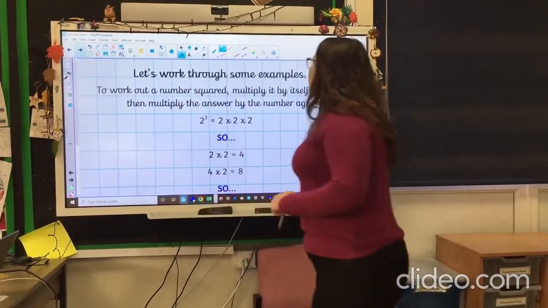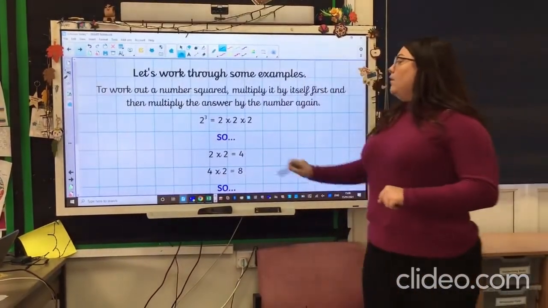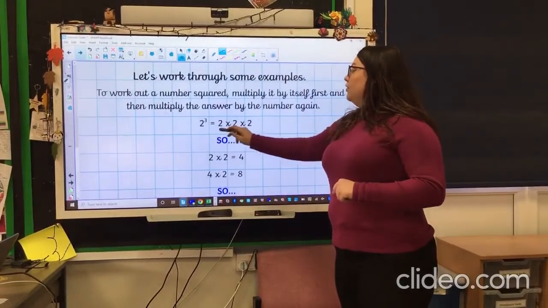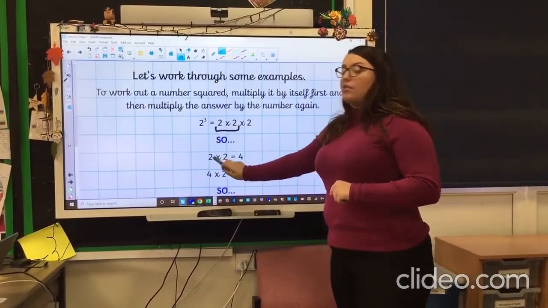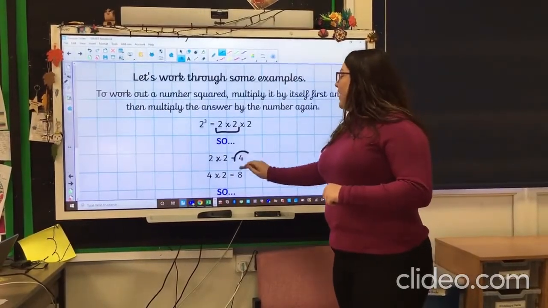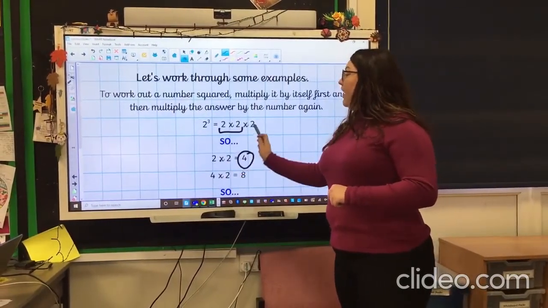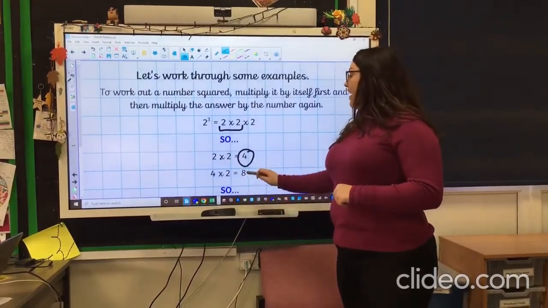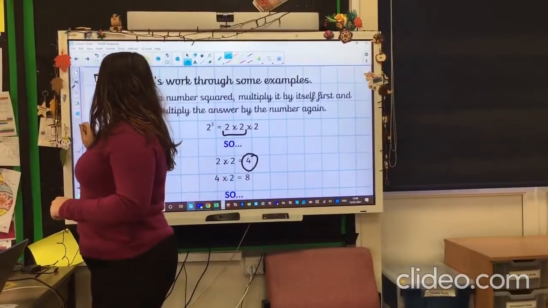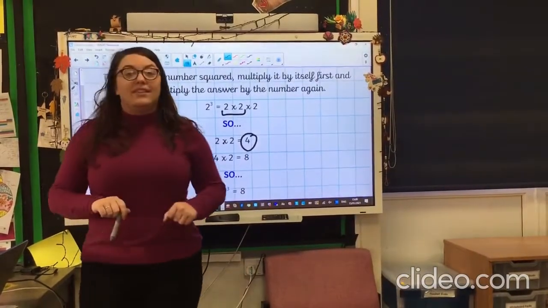So let's work through some examples together. If we know that 2 cubed is equal to 2 times 2 times 2, do your first multiplication together. So 2 times 2 equals 4. You then take your answer, 4, and times it by 2 again, which means 8. So we know that 2 cubed is equal to 8.